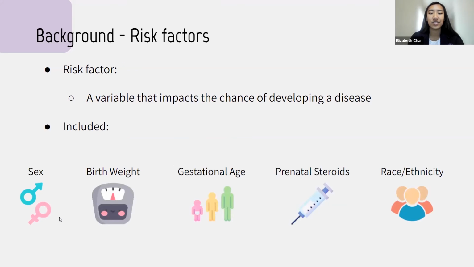When looking at risk factors for UTIs, we defined a risk factor as any variable that increases or decreases the chance of developing a disease, in our case, a UTI. The risk factors we observed were sex, birth weight, gestational age, prenatal steroids, and lastly, race and ethnicity.